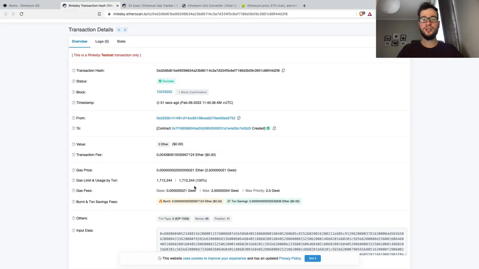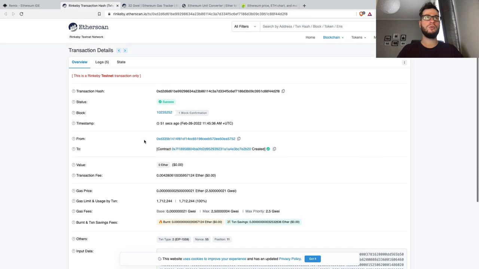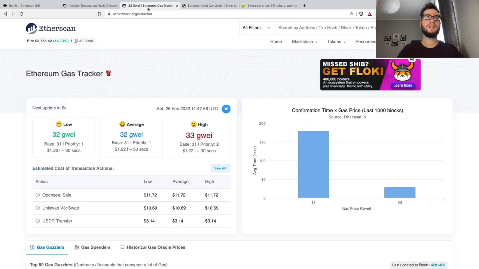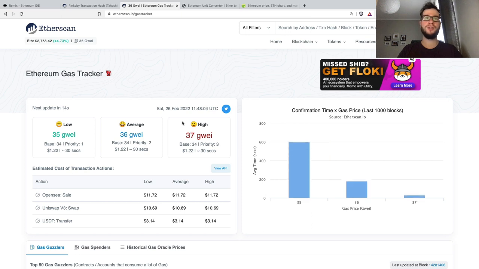After the transaction is confirmed and mined, we can go to the Blockchain Explorer page and see how many gas units were used for this transaction. And here we have this value, the gas limit and usage. We have to multiply this value by the gas price. And of course, the gas price is completely different on the testnets and on the sidechains than on the mainnet. And the gas price is constantly changing. It's based on how much people are using the network, how loaded the network is at the moment.